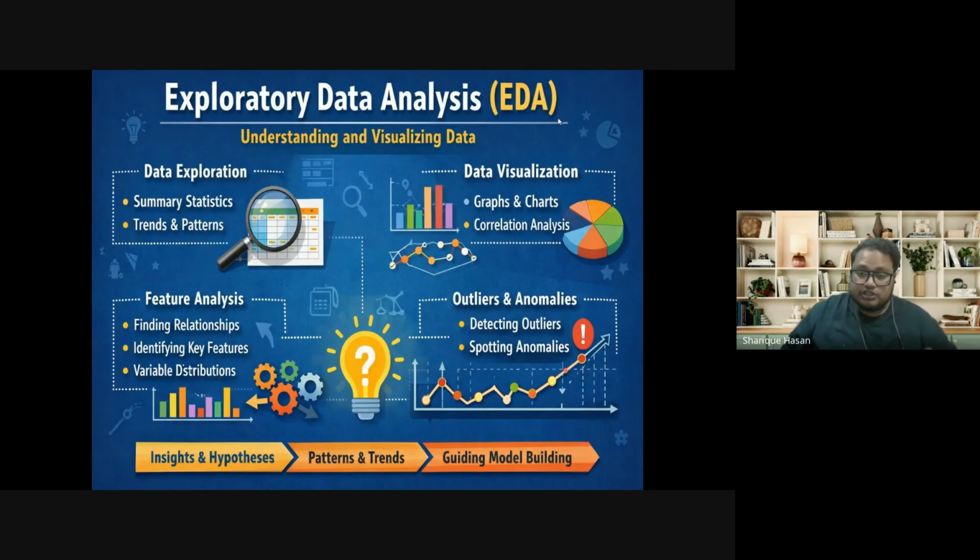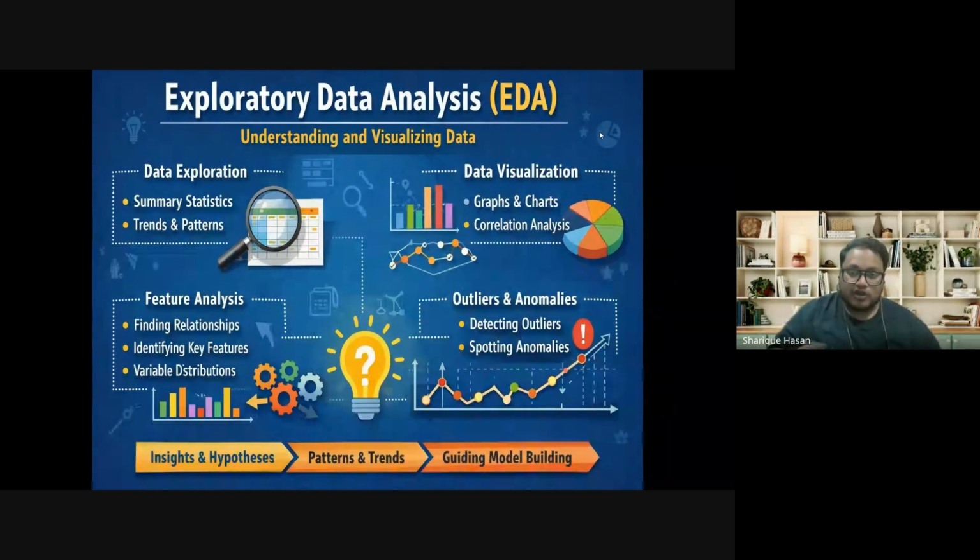This point is one of the most important things, so please pay attention. The first point is data exploration, spotting trends and patterns. What does it mean? After analyzing data, you have to understand where the pattern is going, what the graph is showing. Oh, this sale is this high, so why? Oh, this causes this, so this is the reason. You have to understand the pattern.